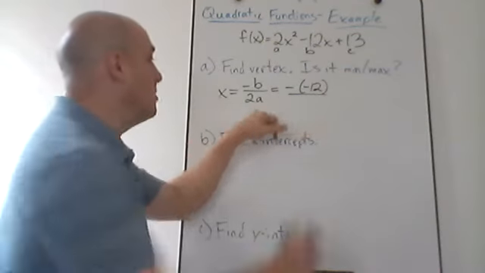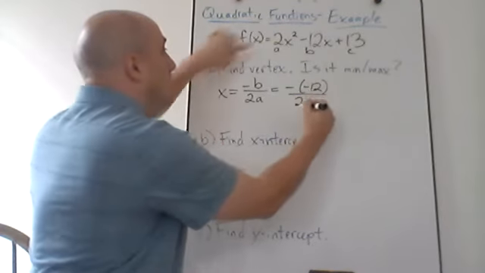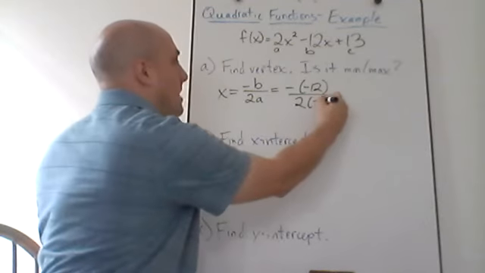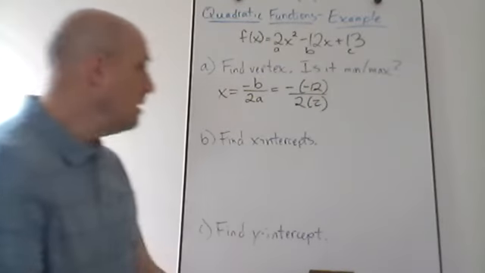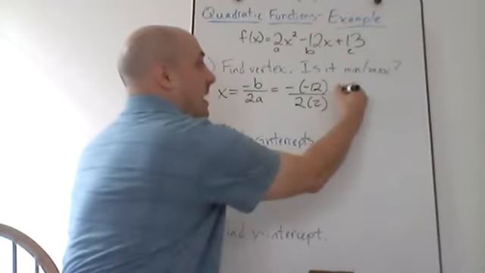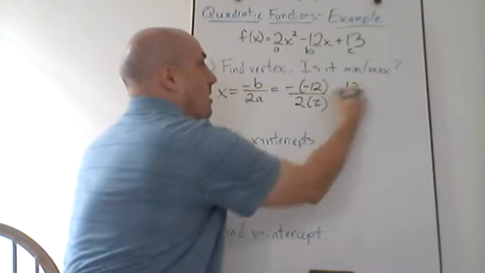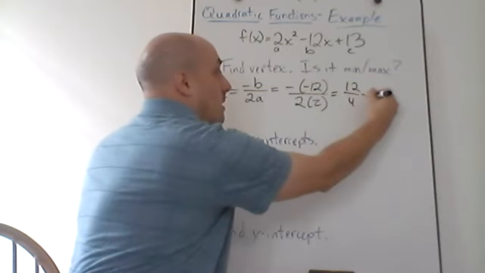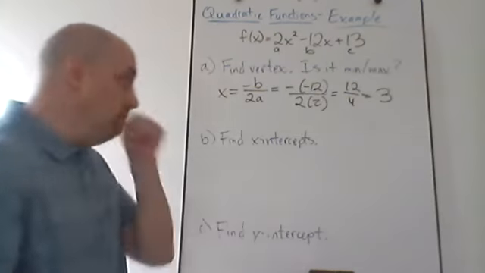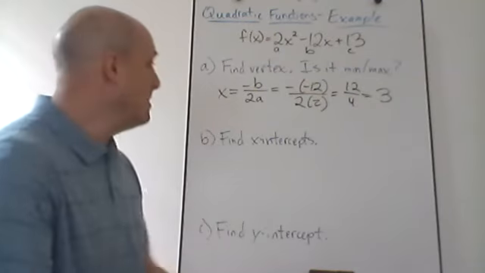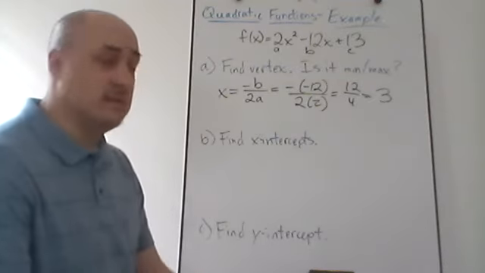And then that's over 2 times a, where a is 2. That's the coefficient of the x squared. So what I have here, negative of negative 12, is positive 12 over 2 times 2, which is 4, and 12 over 4 equals 3. So the x-coordinate of my vertex equals 3.